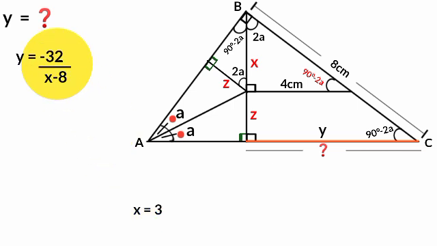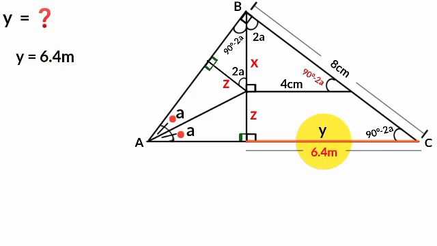Substituting x equal to 3 here, y equal to minus 32 over (3 minus 8). 3 minus 8 is minus 5. This minus sign cancels this minus sign. 32 over 5 is 6.4. So y equal to 6.4 meters. That is, the length of this side y which we are asked to calculate is 6.4 meters.